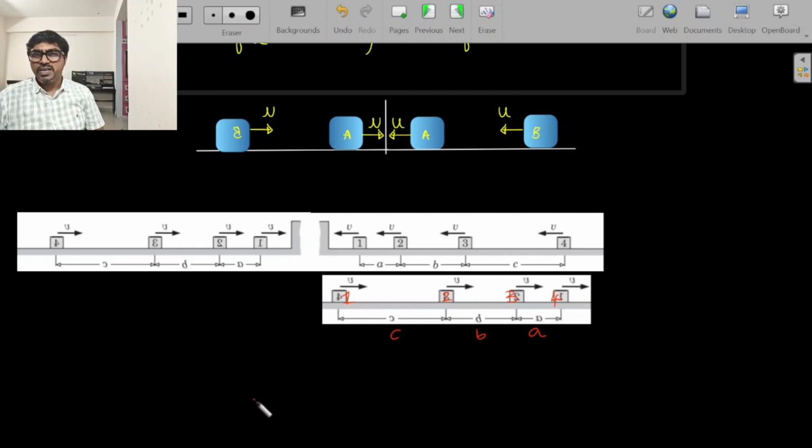I hope you understand. It's a very simple, beautiful idea. The same idea we are going to use in the case of waves also. I hope you enjoyed that.